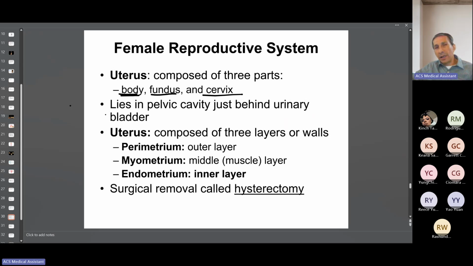It says right here that it lies in the pelvic cavity just behind the urinary bladder. And this is important, because it's behind the urinary bladder, it causes something when the female becomes pregnant. When the female uterus starts growing and growing and growing, what's it going to do? It's going to squeeze the urinary bladder. And that's why females that are pregnant go to pee all the time. They urinate very often because the uterus is growing, because the fetus is growing inside.